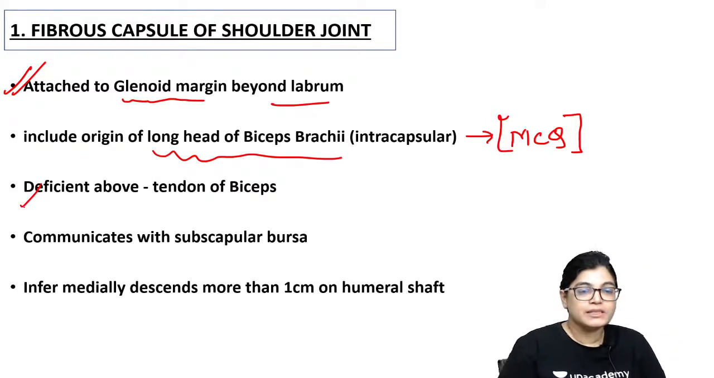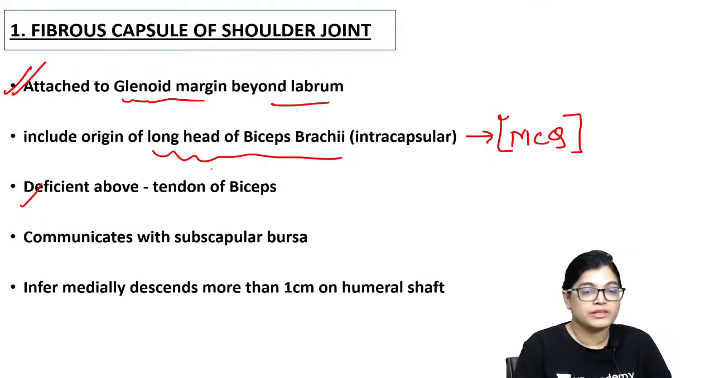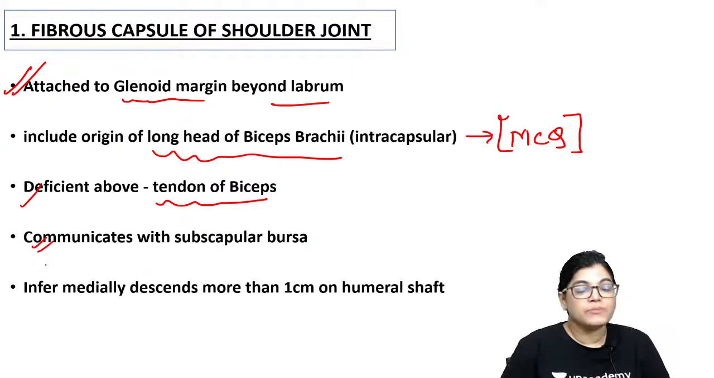So that means if the long head is intracapsular in origin, its long tendon will pass through the fibrous capsule, and the area through which it passes is deficient for the tendon of biceps. Okay. Now the second point is that it communicates with the subscapular bursa.